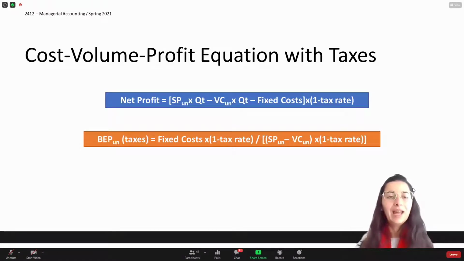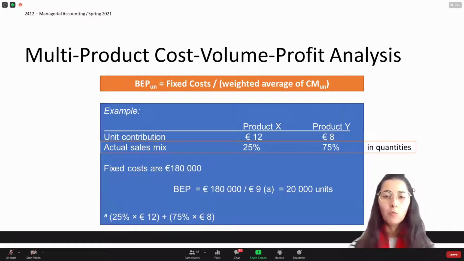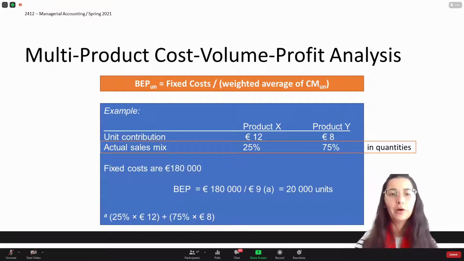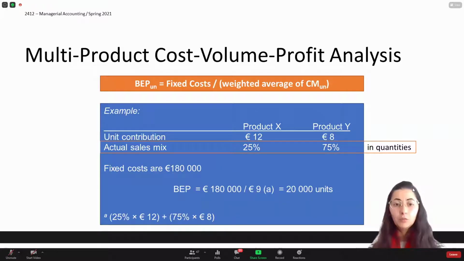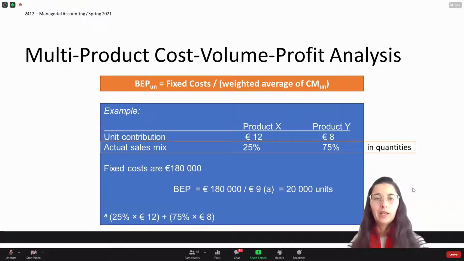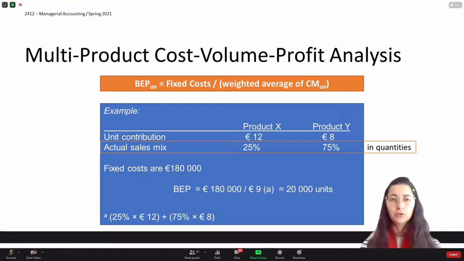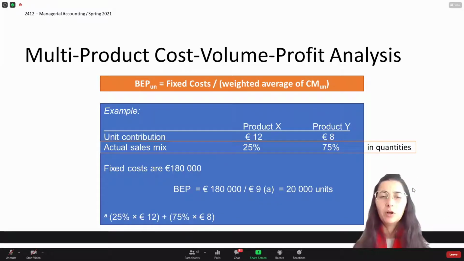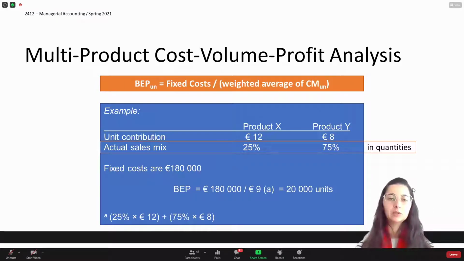When we have taxes, we just use the same formula times 1 minus the tax rate. We will not be doing many exercises with taxes, but it's just for you to keep note of these. Now, when we have more than one product, here's when it becomes a little bit more complicated, and this is what really happens in most organizations: they sell more than one product or provide more than one service. How to go about it?